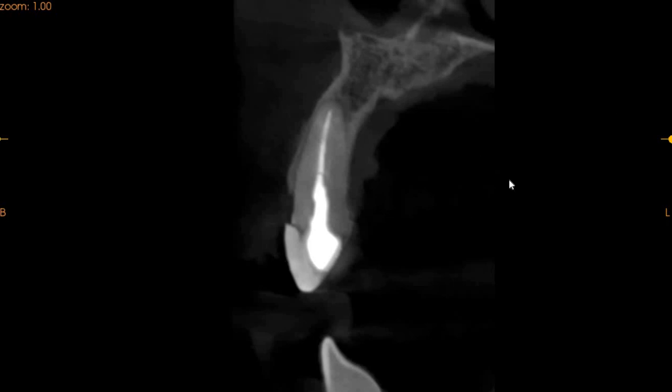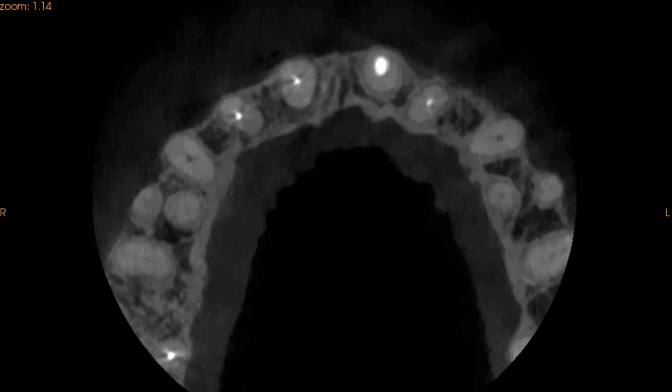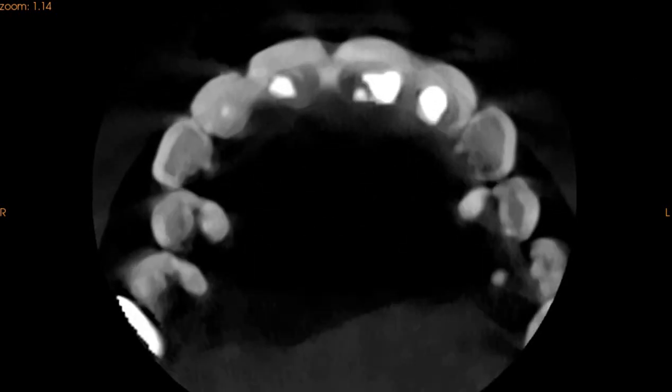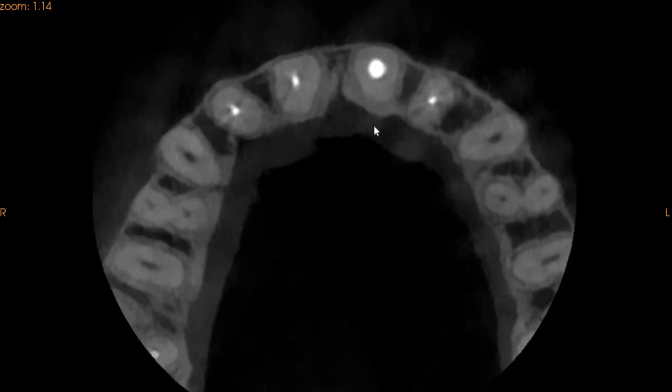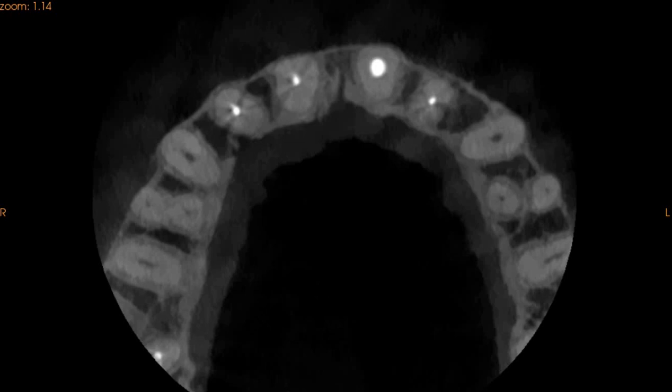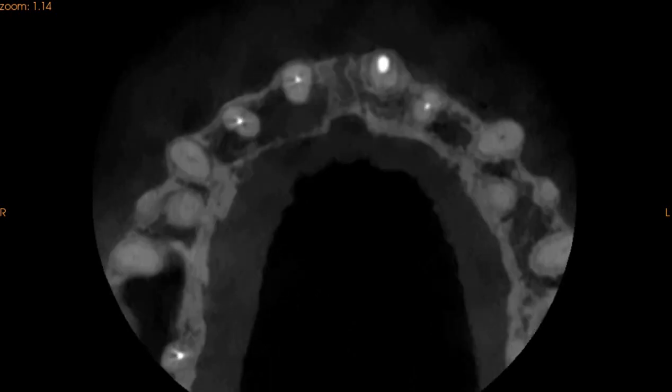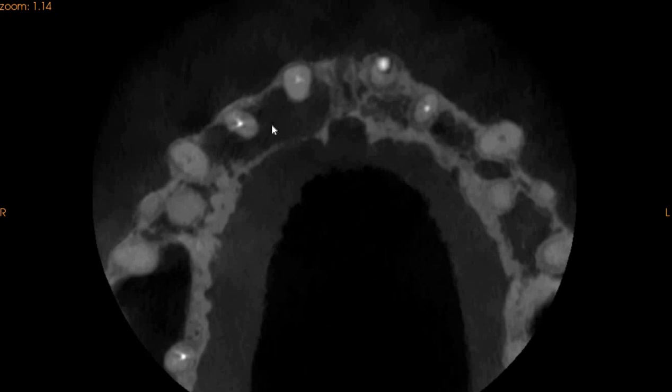So if there are any further questions, taking you to the axial view from the top, this is where the veneers or the composite restorations are, and we're moving down. These are the endodontically treated teeth. We can see the interdental bone, and this is where the radiolucency starts.